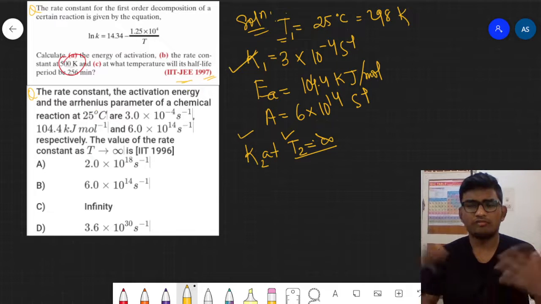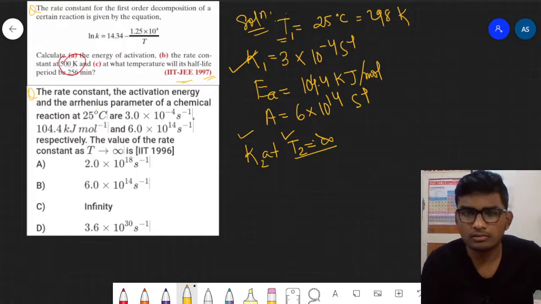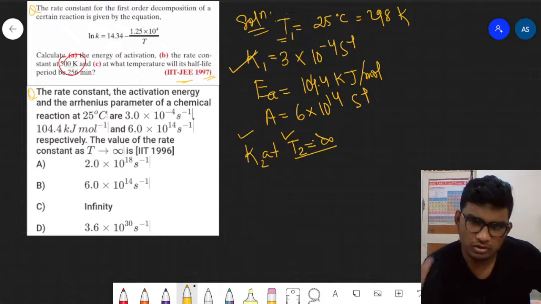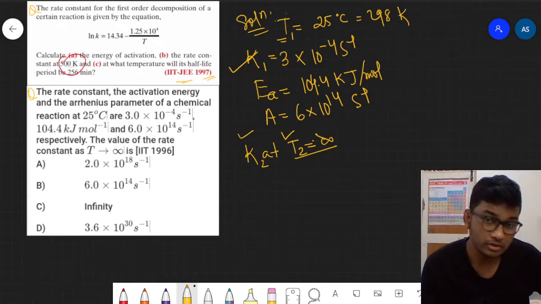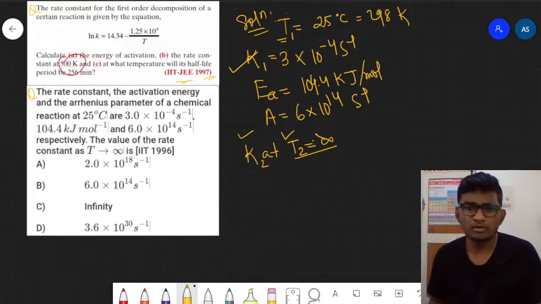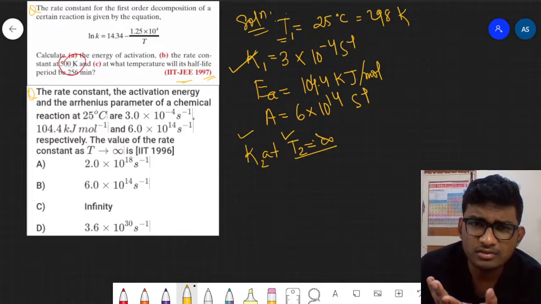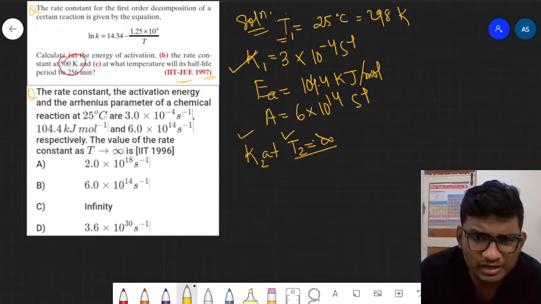But infinite means very high temperature. So it's not practically possible, but theoretically it's possible. So we have to calculate. This is from IIT 1996. Very easy. Nothing is there. Just direct formula.